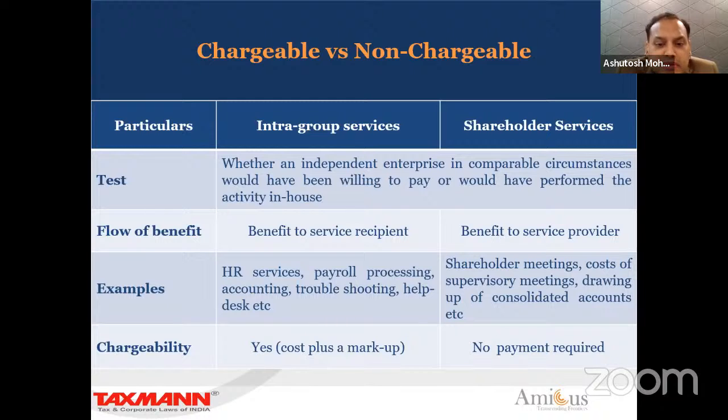High level decision making, involvement in strategic direction to the subsidiary or to the group companies, high level shareholder meetings, strategy meetings, supervisory meetings, drawing up consolidated accounts. All this is something which you could qualify as a shareholder service. And therefore, any time which the top management in the parent company is spending for these functions, it can be argued that that is non-chargeable. So for intra-group services, like any other service, you will charge cost plus a markup, whereas for shareholder services, no payment is required.